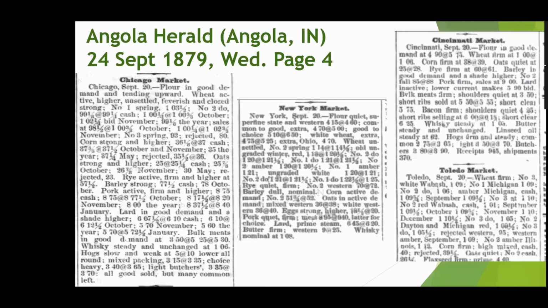And so here's another Angola, different newspaper, but these are the markets. Angola's newspaper listed four markets: the Chicago market, the New York market, Cincinnati, and Toledo. So it's like, okay, you would really have to play a numbers game with spreadsheets and stuff to see where, if I was a farmer, where would I have sold my produce to, or did I just keep it in the local area?